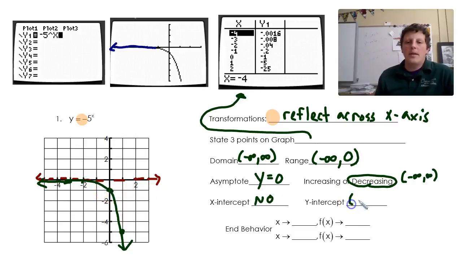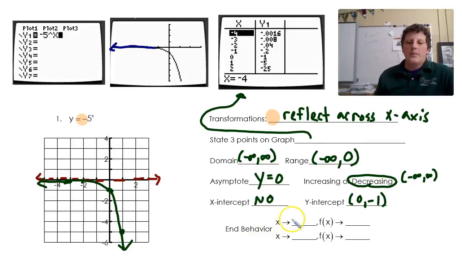It is 0, -1. If it were not on the graph and I couldn't find it easily, what I might do is plug in 0 for x and then solve for y, which would just mean putting it in my calculator.